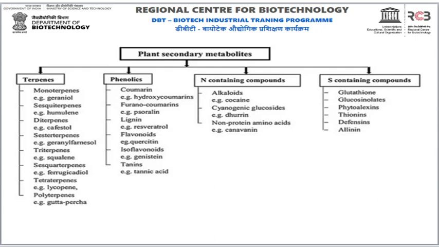Next, nitrogen containing compounds include alkaloid. The example of alkaloid is cocaine, and for cyanogenic glucoside. The example is purine, and for non-protein amino acid, an example is canavanine. Okay, and sulfur containing compounds include glutathione, glucosinolate, phytoalexin, and others.